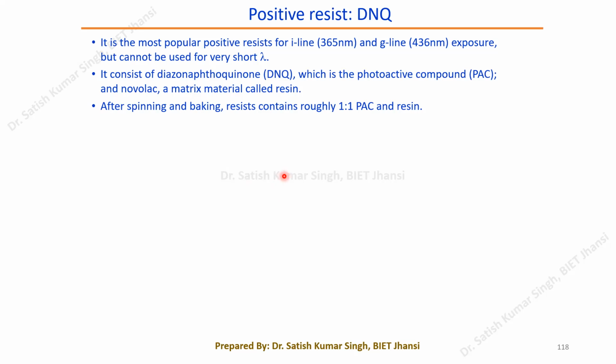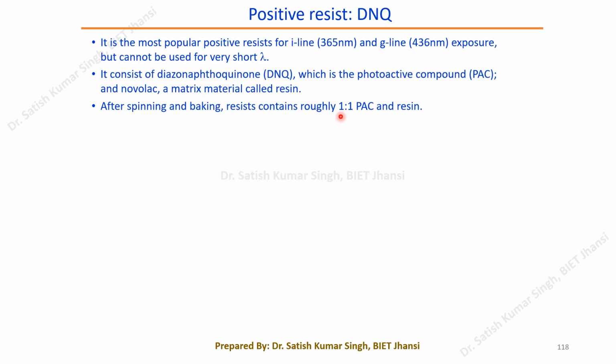Okay, so once we do the baking, these solvents can be removed. It will solidify onto the wafer surface. After spinning and baking, the photoresist contains only your DNQ and Novolac. There will be no more solvent.